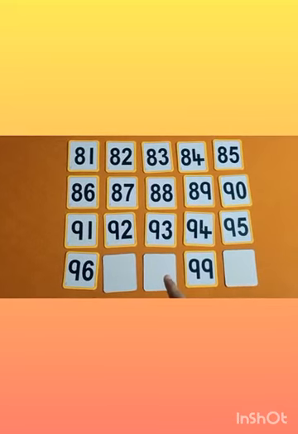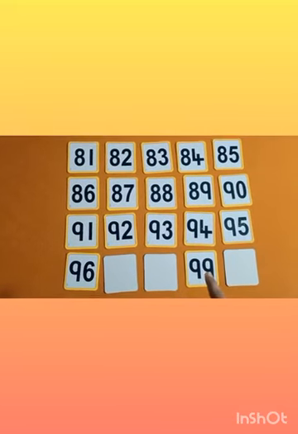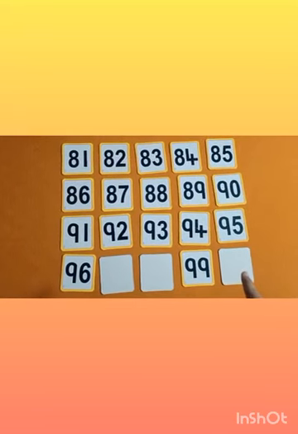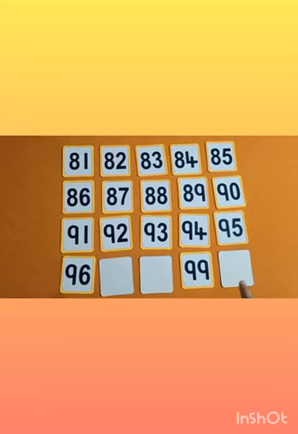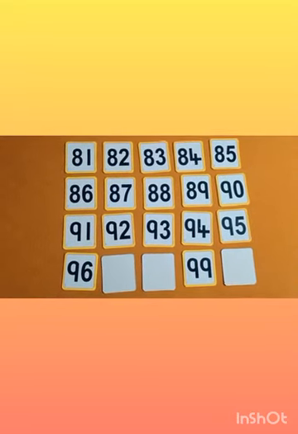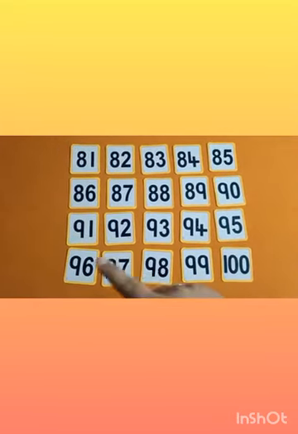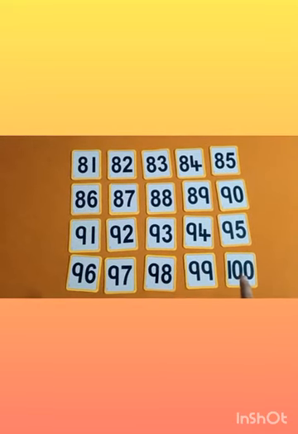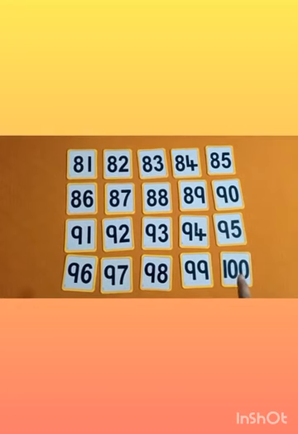After 98, it will be 99. And after 99, what will come? 100. But can you see 100 here? No. It means number 100 is also missing. So let's find out. 96, 97, 98, 99 and 100. So we have got all the numbers.